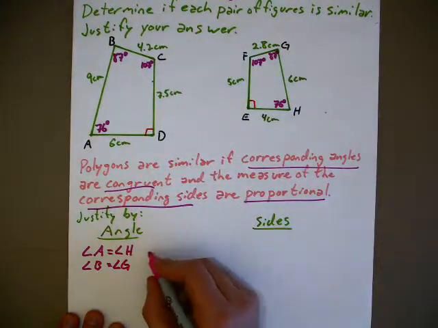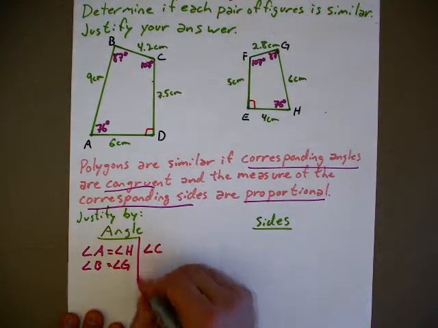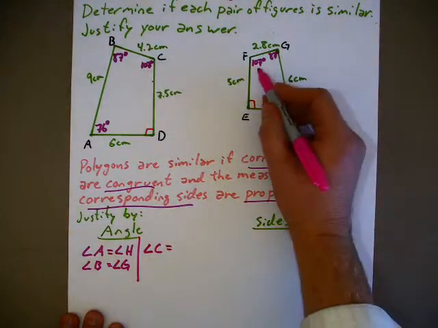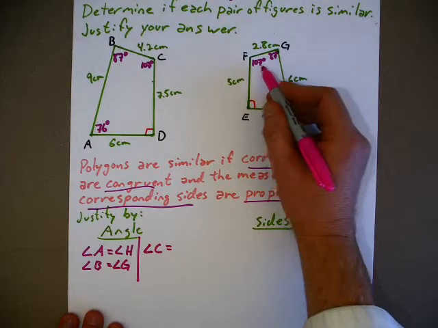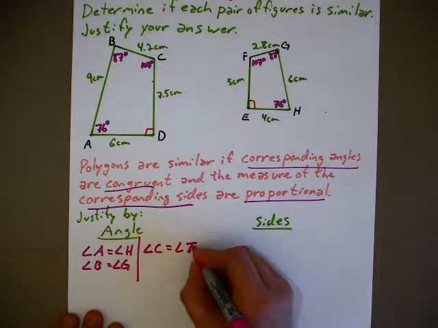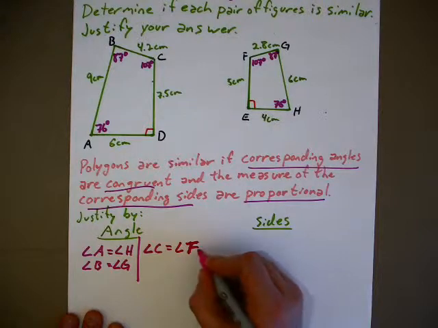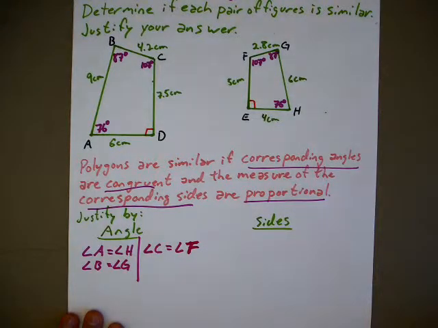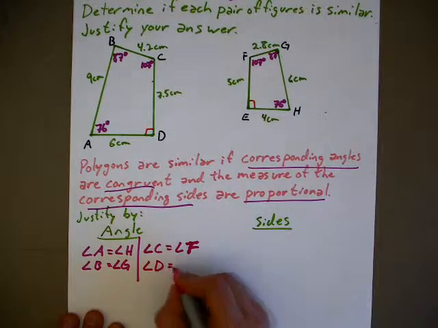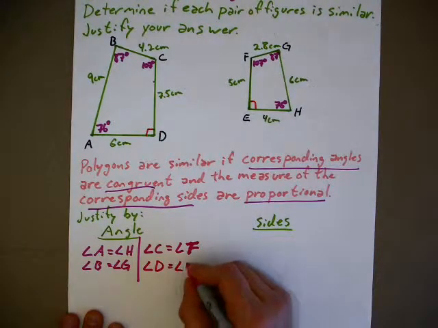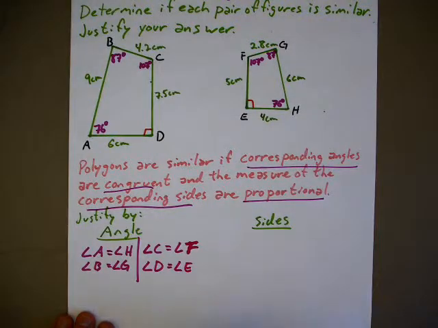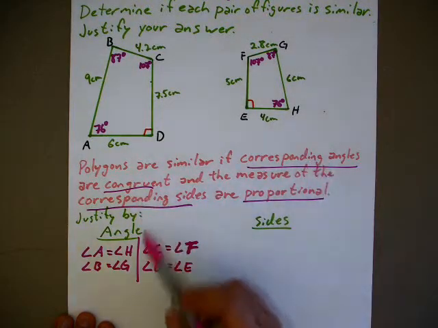And then if we go to angle C, angle C you can see is 107 degrees, and angle F is also 107 degrees. Sorry, the quality is not very clear there, but I promise you that's an F. Angle C is congruent to angle F. And then finally, angle D is 90 degrees, and so is angle E. So this satisfies our first part and tells us that the corresponding angles are congruent.